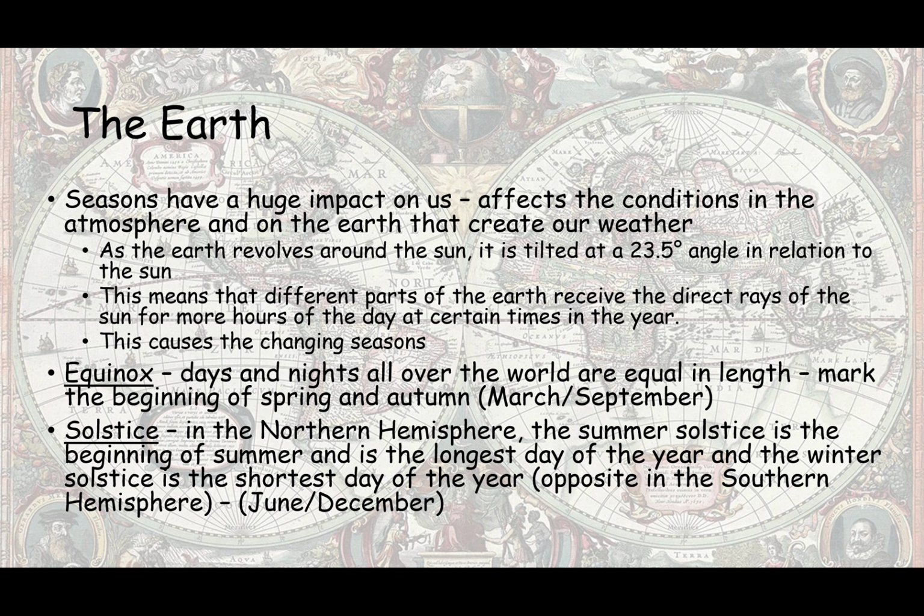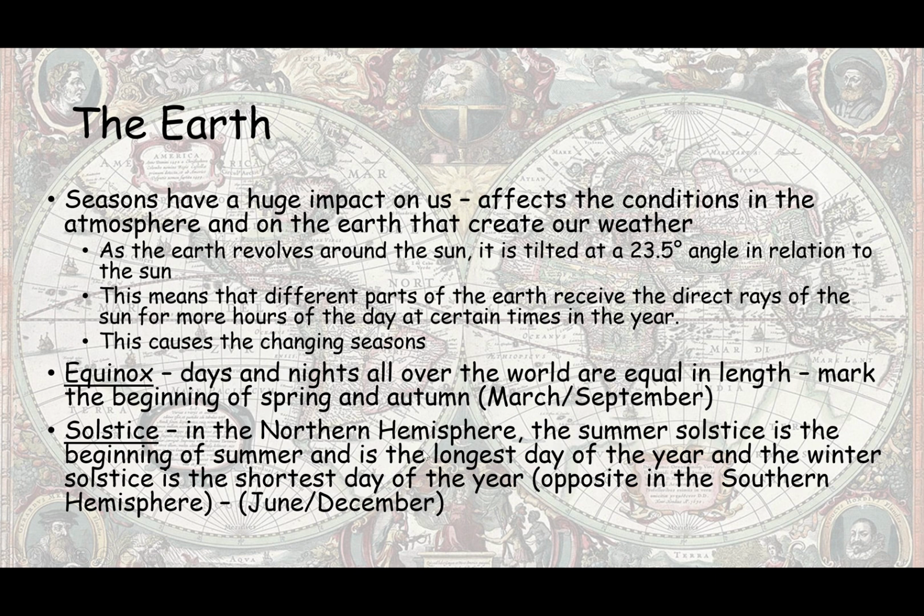You have your equinox and your solstice. These are the shortest and the longest days of the year. That would be the solstice. And the equinox is kind of in the middle. On these days, the days and the nights all over the world are equal in length. And this is the beginning of spring and autumn. And we see this in March and September.